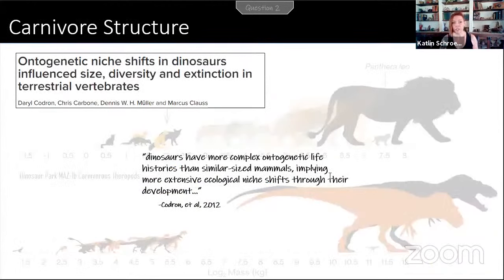So interestingly, in 2012, another great paper came out from Codron et al. And they were testing mathematically the potential for competition in dinosaurs through ontogeny, or through growth, right? One of their predictions was the existence of a gap in the fossil record of dinosaurs between 100 and 1,000 kilograms due to the increased complexity of ontogeny in dinosaurs. So that was a lot of big words. That's a lot to unpack.